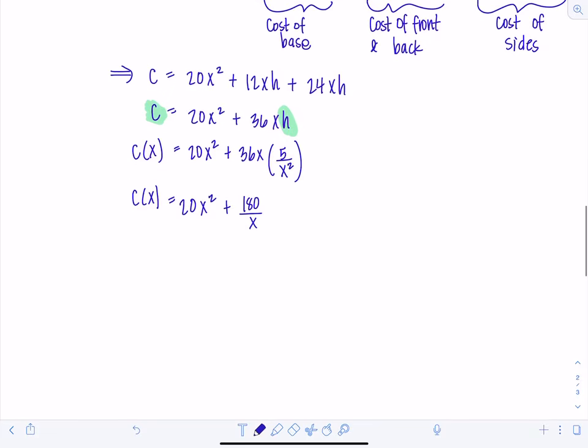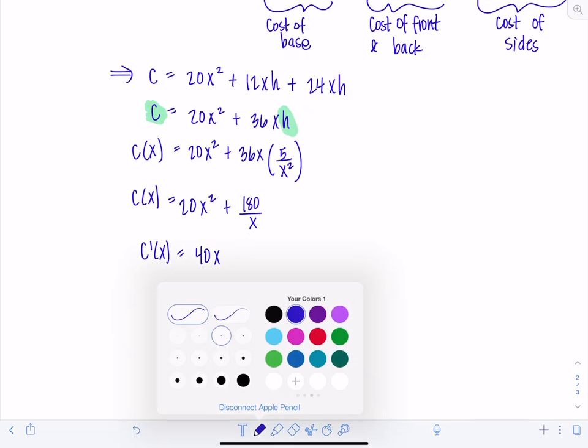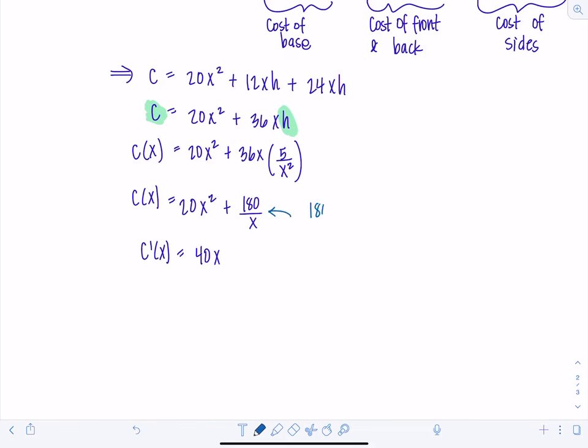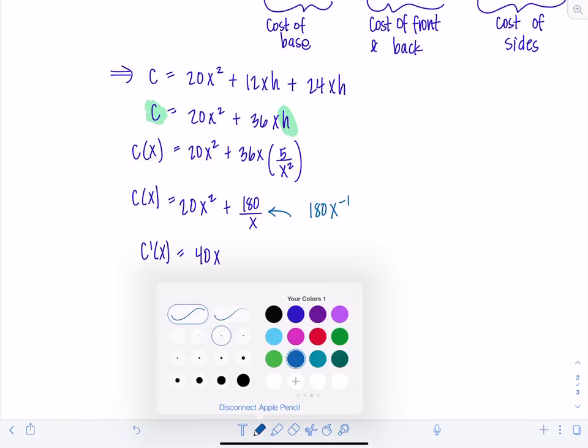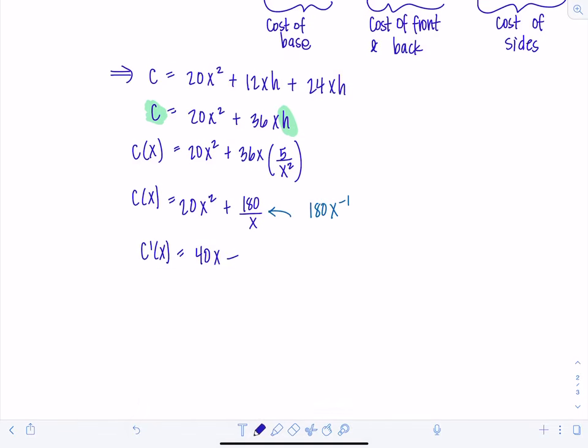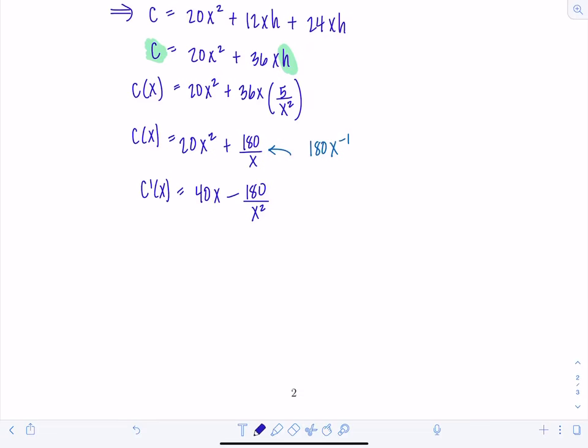All right, now let's go ahead and compute c prime of x. So c prime of x is going to be 40x. Remember, this is 180 x to the negative first. So the derivative is going to be negative 180 over x squared, right? X to the negative second. And then in order to find critical values, I want to write my derivative with a common denominator. So it's going to become, multiplying the first term by x squared, 40x cubed minus 180 over x squared. All right, so here's our derivative.